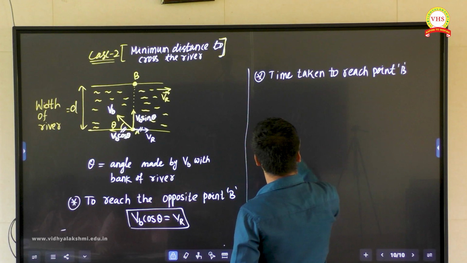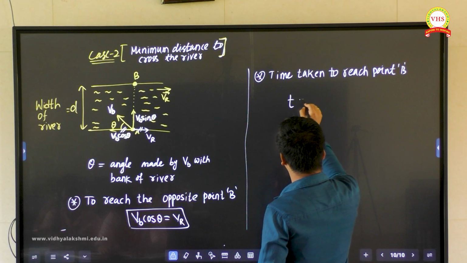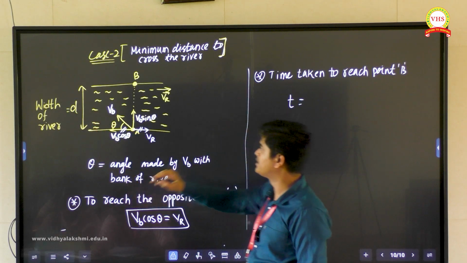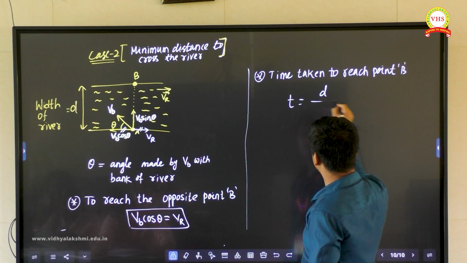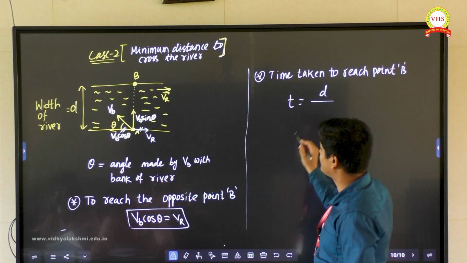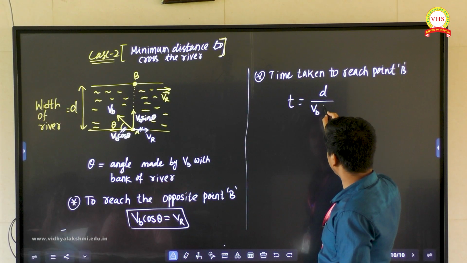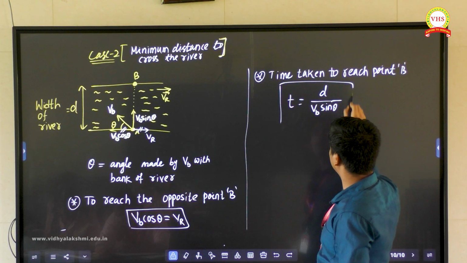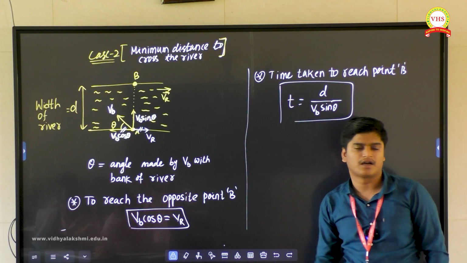Calculate all of you. Now time taken is nothing but T equal to, so this vertical distance is basically D, the width of the river. So time equals distance by whatever vertical speed. What is the vertical speed? Say VB sin theta. Vertical speed is VB sin theta. Now T equal to D by VB sin theta.